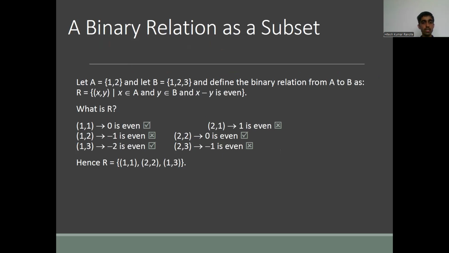Binary relation example. Let A be equal to {1, 2} and B be equal to {1, 2, 3}. Define the binary relation from A to B as R equal to {(x, y) such that x belongs to A, y belongs to B, and x minus y is even}. What is R? (1, 1) implies 0 is even. (1, 2) implies minus 1 is not even. (1, 3) implies minus 2 is even. (2, 1) implies 1 is not even. (2, 2) implies 0 is even. (2, 3) implies minus 1 is not even. So hence R is equal to {(1, 1), (2, 2), (1, 3)}.